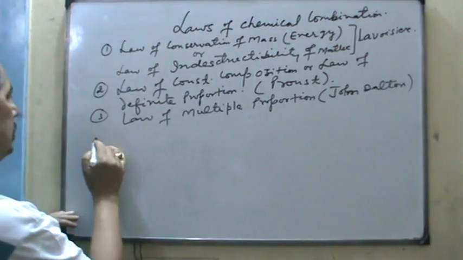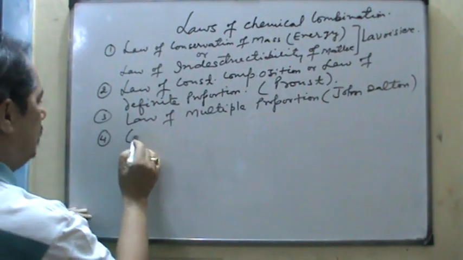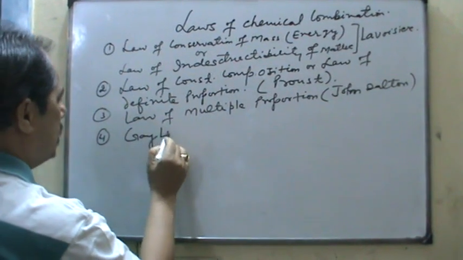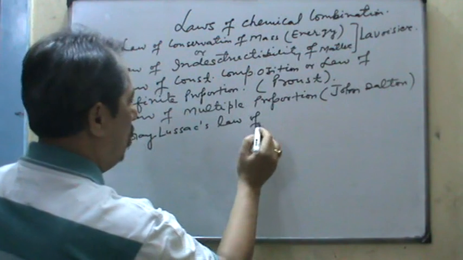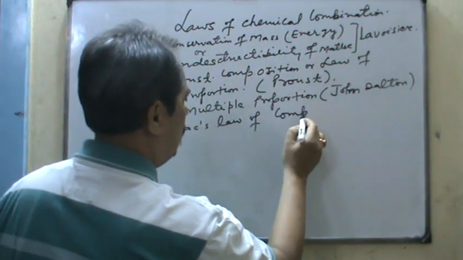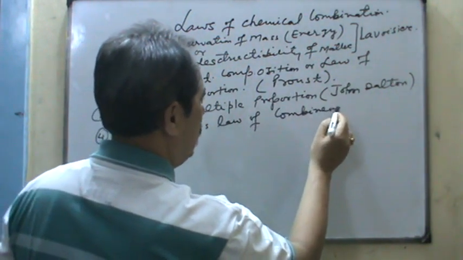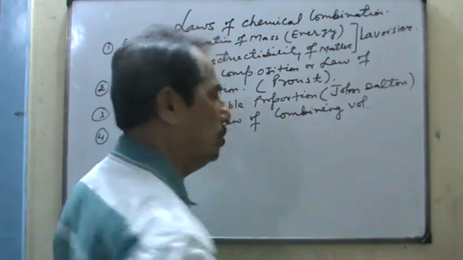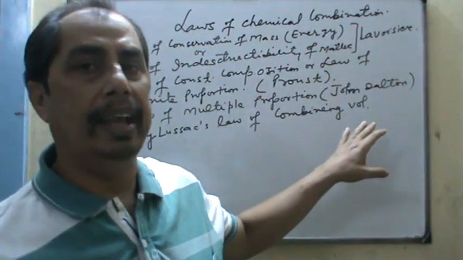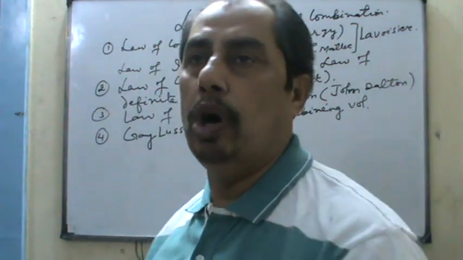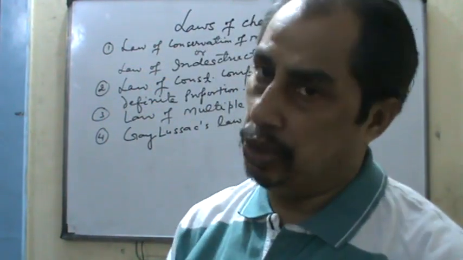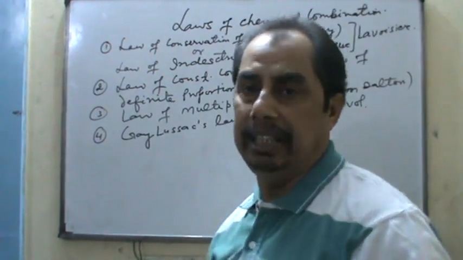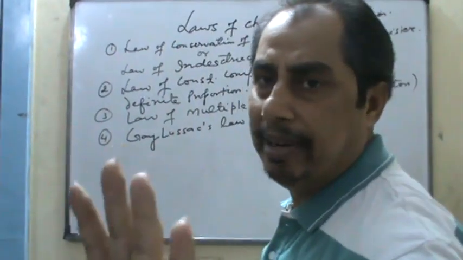And then fourth is Gay-Lussac's law of combining volume, as this law was given by Gay-Lussac. So the law of reciprocal proportion is not included nowadays. It was an obsolete law. So there are 4 laws, my dear students.